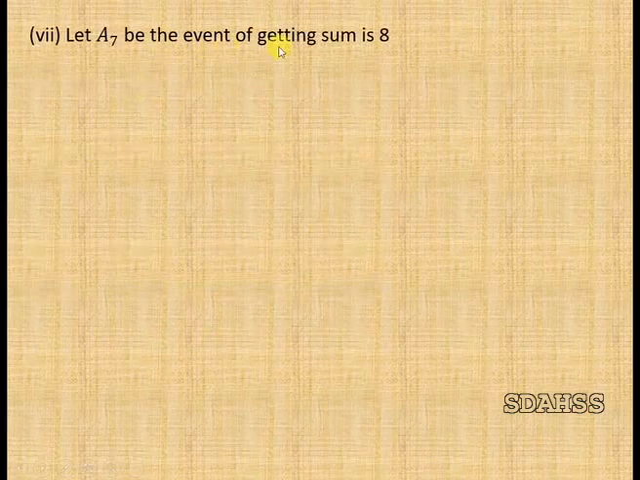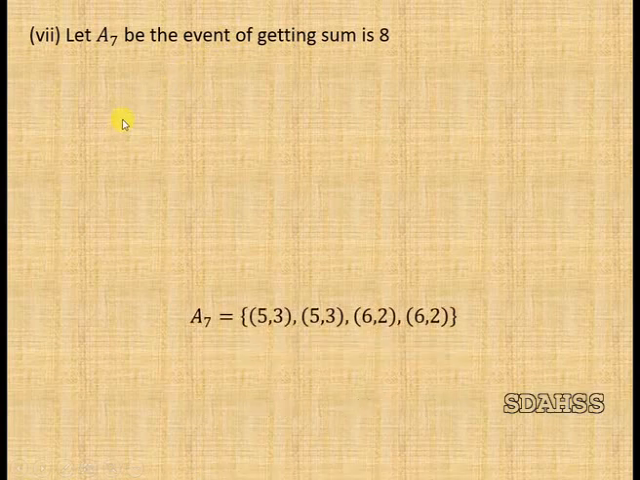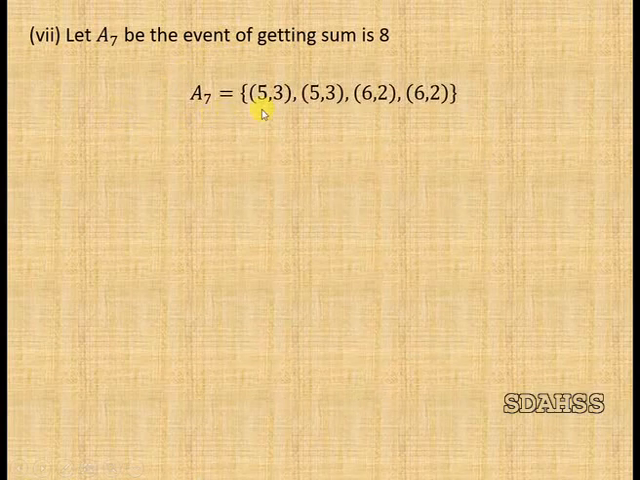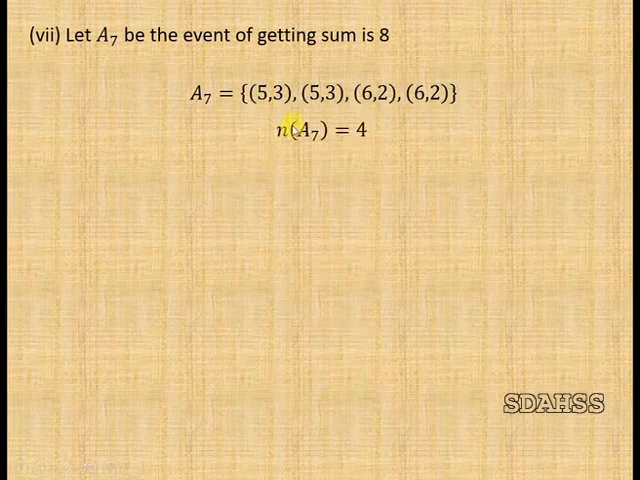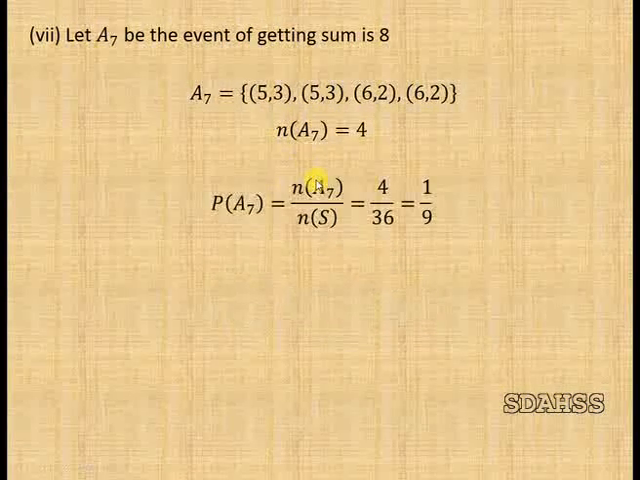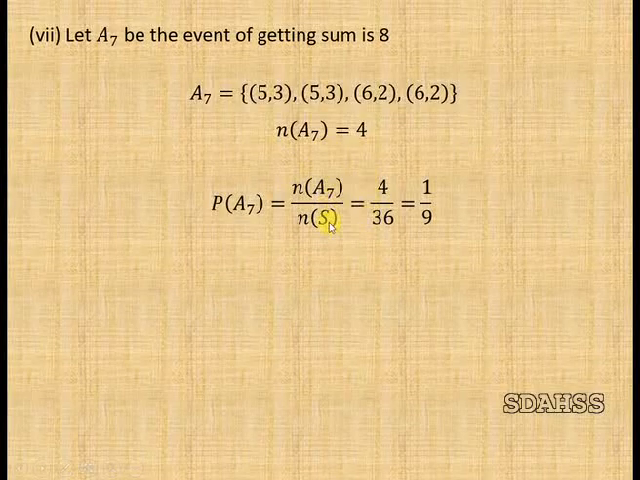A7 be the event of getting sum is 8. That is A7 is equal to {5,3}, {6,2}. So if you add, you will get 8. N of A7 is equal to 4. Then P of A7 is equal to N of A7 by N of S, that is equal to 4 by 36.